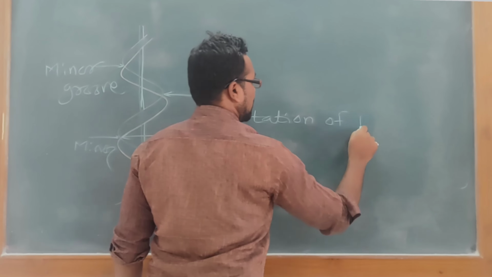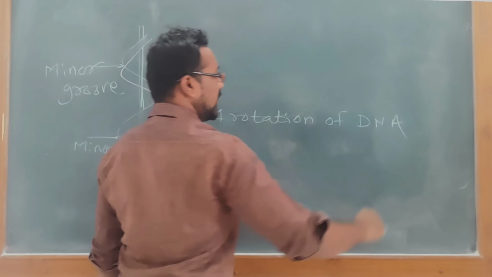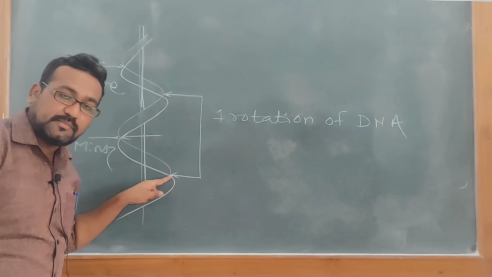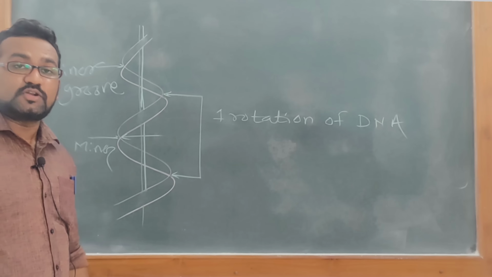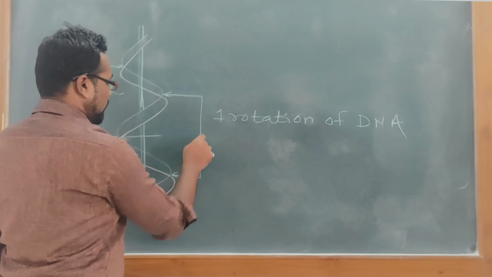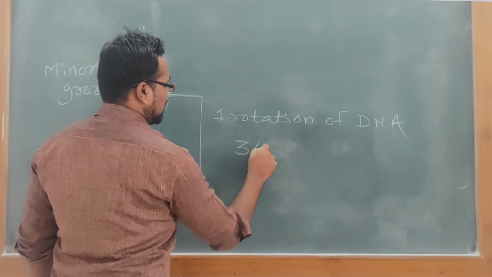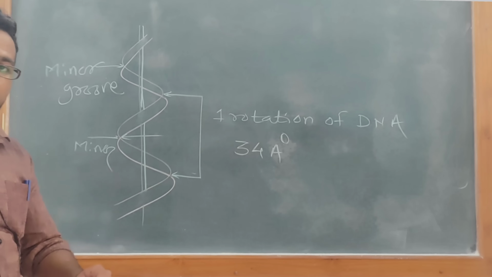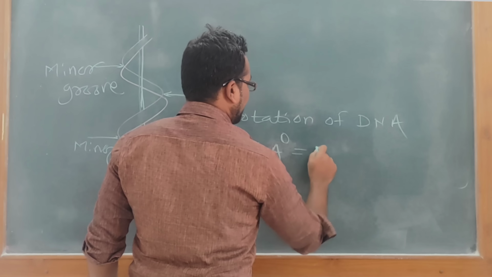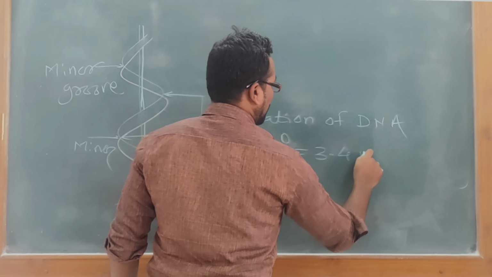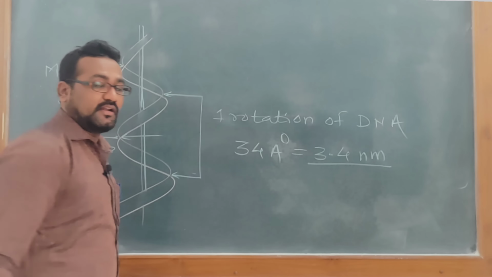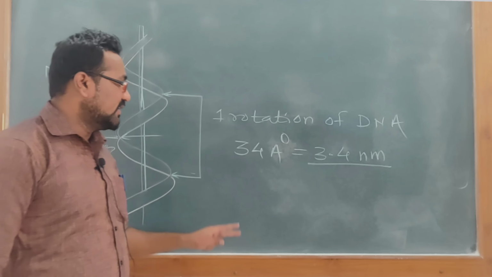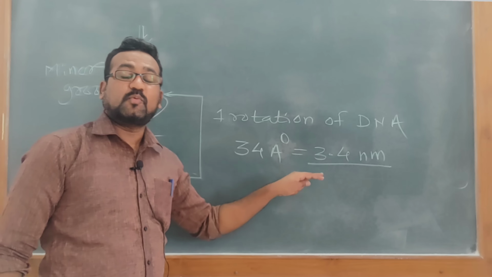of DNA. Try to understand this, it is very important. From one minor groove to another minor groove, you will have one complete rotation of DNA. The distance of this rotation is 34 Angstrom. You have to remember this. 34 Angstrom is nothing but 3.4 nanometer. 1 nanometer is equal to 10 Angstrom. That's why 34 Angstrom means 3.4 nanometer.